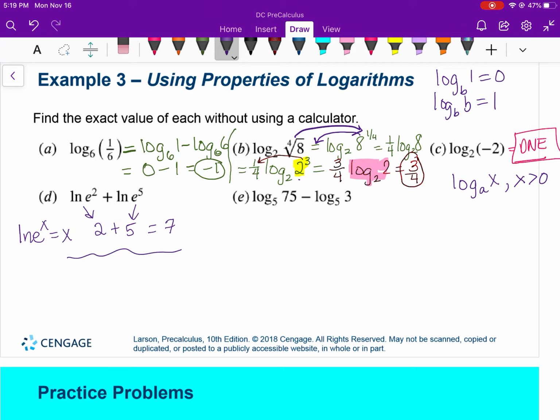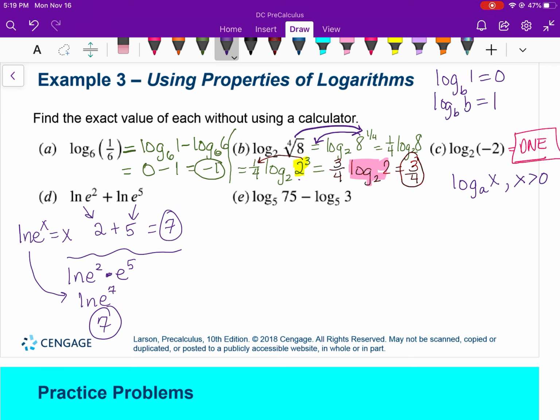If I want to use one of my new properties, then I would have the ln of e squared times e to the fifth. All right, that's because addition goes back to multiplication. I add my exponents, and then using that same property, I get 7. So you could actually do that one 2 different ways.